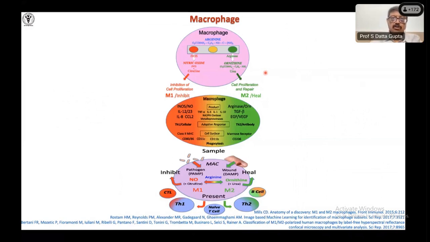Now, how do the macrophages become M1 or M2? All macrophages have got arginine. So, if they activate the iNOS pathway, they produce nitric oxide and they become M1 macrophages, which inhibit cell proliferation. They gobble up bacteria and so on and so forth. Suppose they activate the arginase pathway, then from arginine they produce ornithine and urea. They become M2 macrophages, and this helps in cell proliferation and repair.